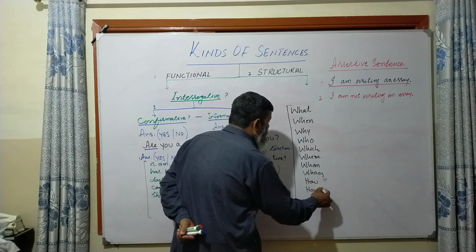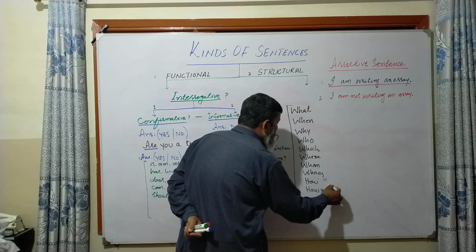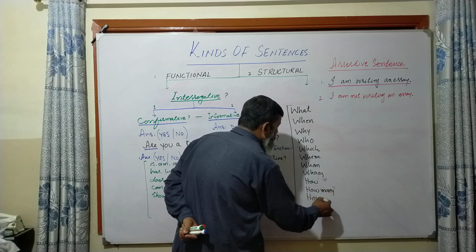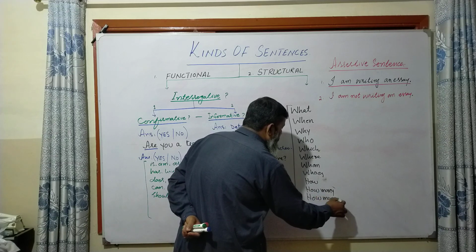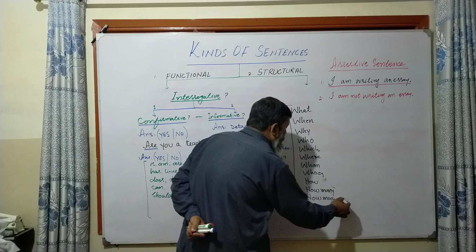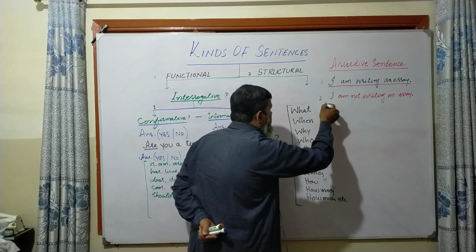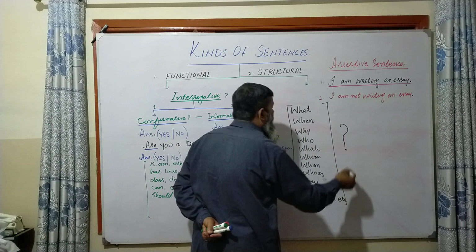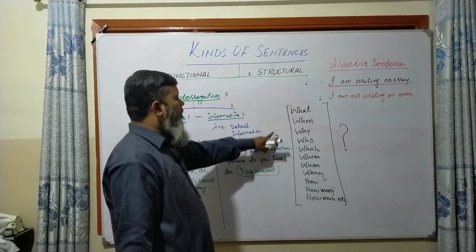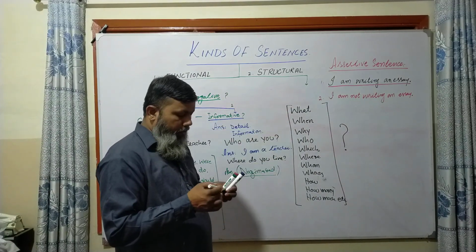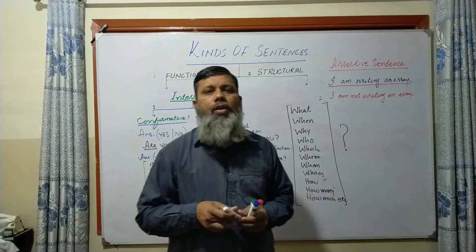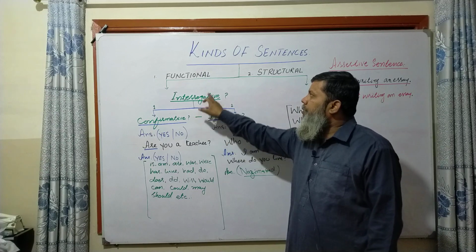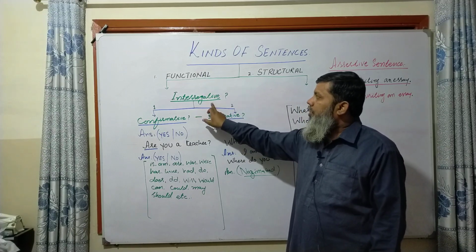And you can also ask like this: how many, or how much, how long, how far, etc. So this will answer these questions. These questions will start with WH words. I think you have understood the type 2 functional question.